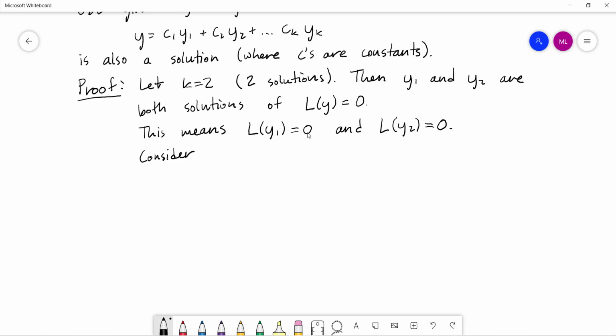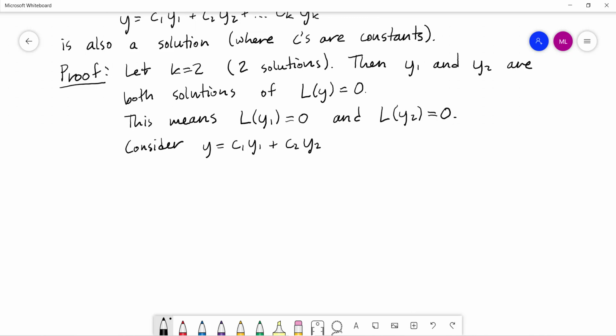So we'll call it some other y. That is the combination c1 times y1 plus c2 times y2. Remember, the c's are constants. These y's could be functions of x. So just keep that in mind.